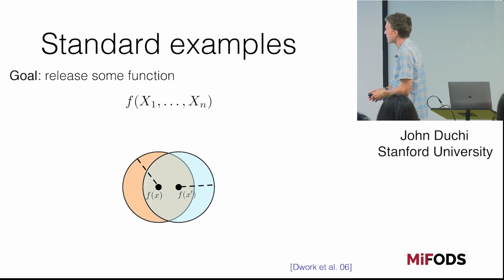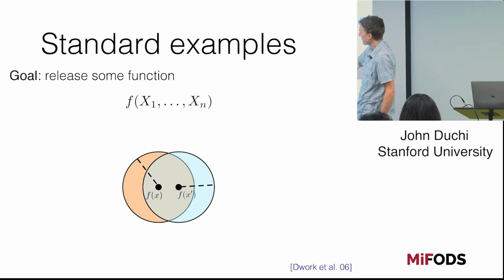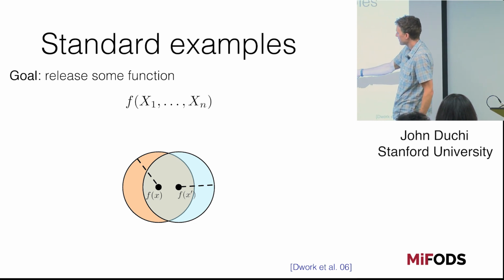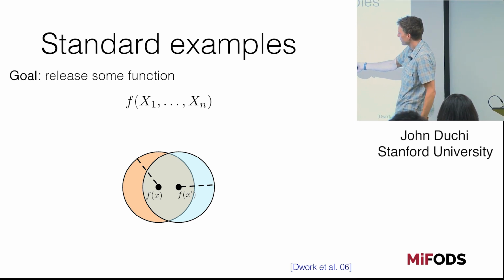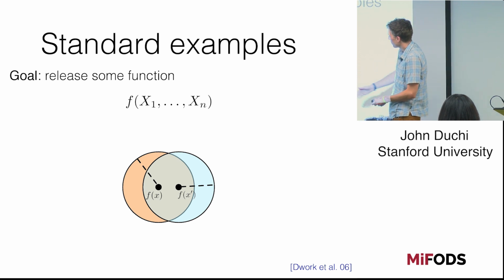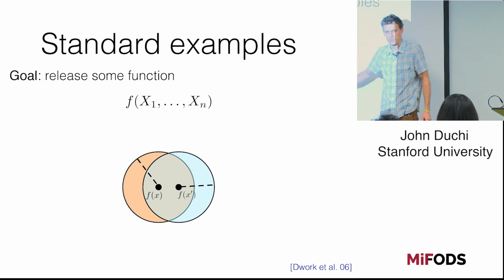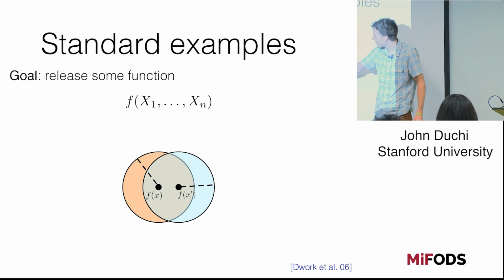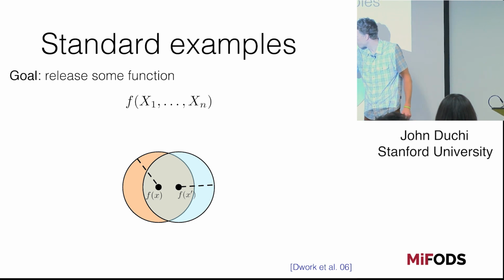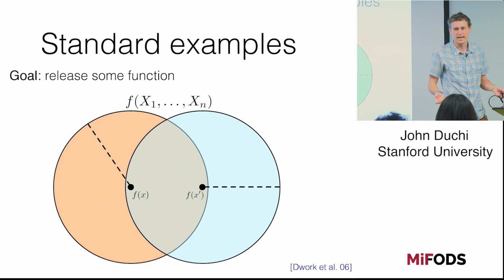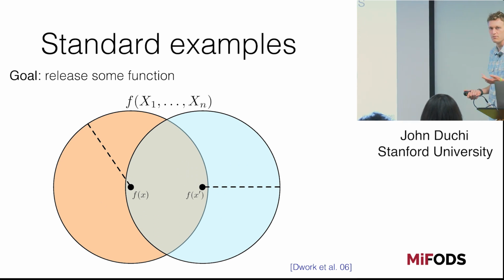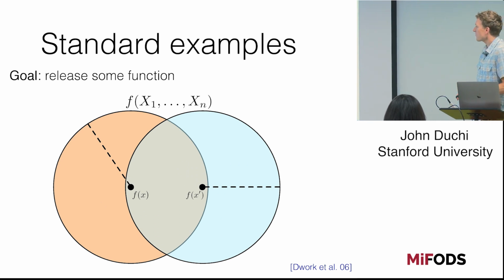So the picture is, here are my 2 functions, f of x and f of x prime. If they're not that sensitive so they don't change very much, then we only need to add a little bit of noise, so that there's enough overlap between these, and you're going to get confused. Whereas if when I change one entry, f of x and f of x prime move a long way away, we're going to need to add a lot more noise. It's sort of intuitive.